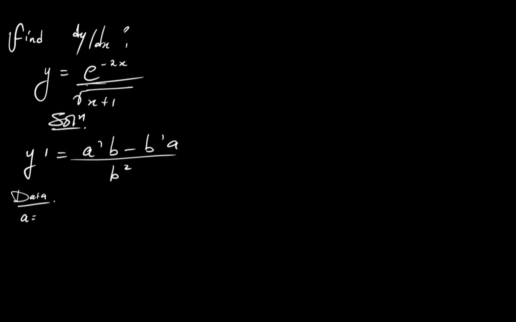So let's let a be equal to e to the minus 2x. And let's find a prime. A prime will be, remember, e to the something will always be the derivative of something times e to the something. So this will be minus 2e to the minus 2x. Then b is going to equal the remaining, which is the denominator, root of x plus 1, which can also be written as x plus 1 to the power of half.